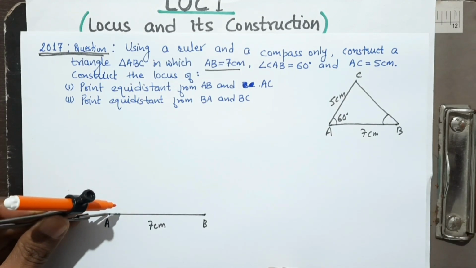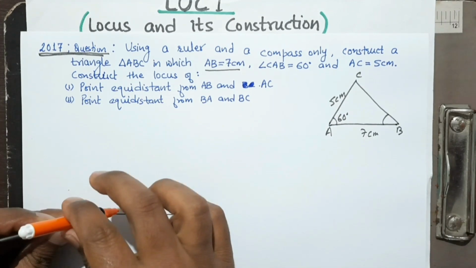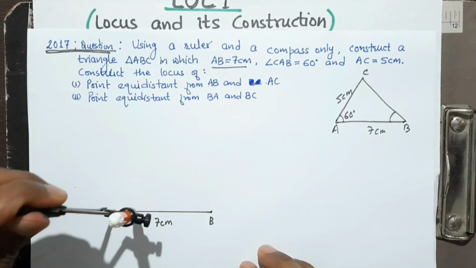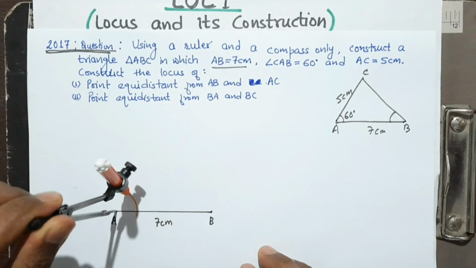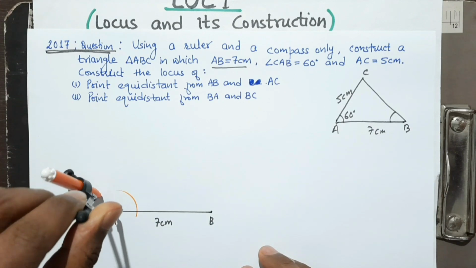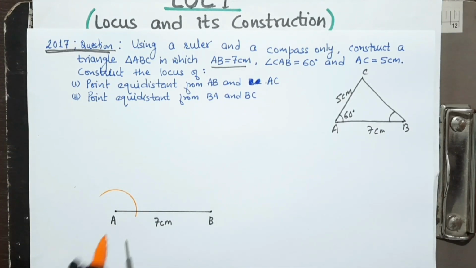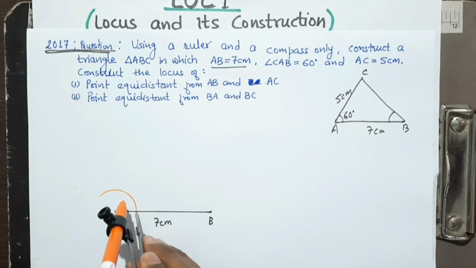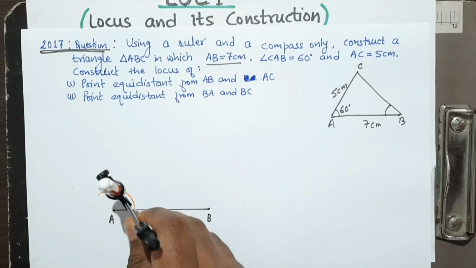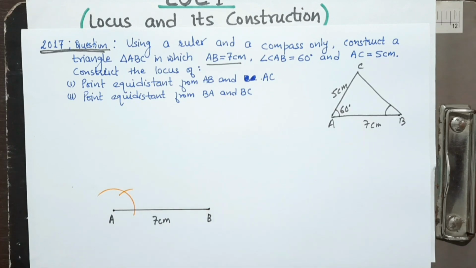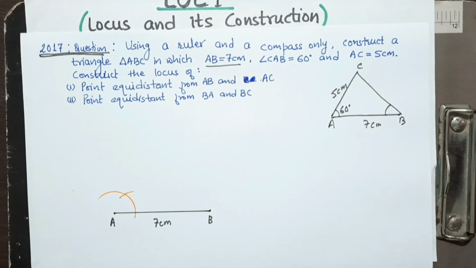Okay, first we will put our compass at point A and draw a semicircular arc. Okay, this much is done. Now we will put our compass at the first point of intersection here and then mark or cut this arc. So this is our 60 degree angle.